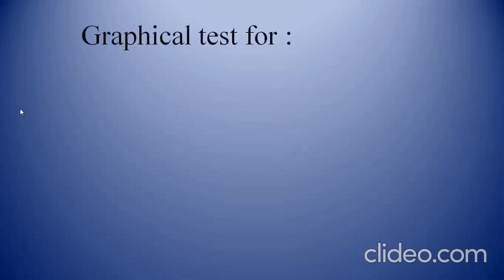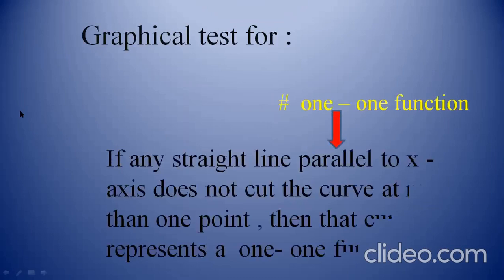Now, the graphical test for the 1-1 function. If we draw a straight line parallel to the x-axis that does not cut the curve at more than one point, then that curve represents a 1-1 function. This is also known as the horizontal line test.